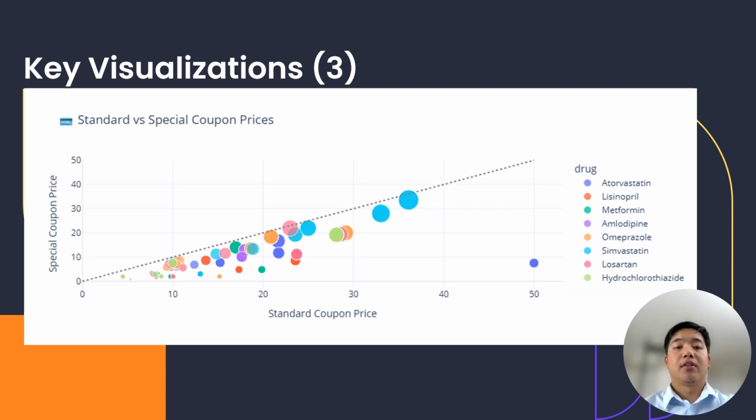So for the final visualization for the EDA section, I have decided to show this bubble chart which compares standard coupon prices against special coupon prices for each drug. Most points lie below the diagonal line, indicating that the special coupons often result in reduced prices. Larger bubbles like simvastatin and omeprazole show significant savings potential, making them strong candidates for targeted cost reduction strategies.